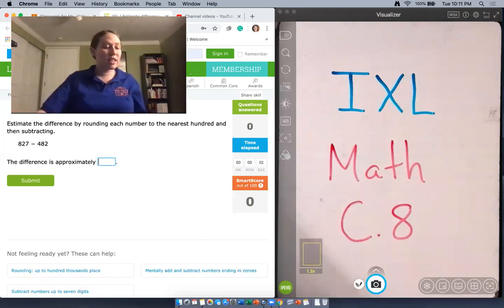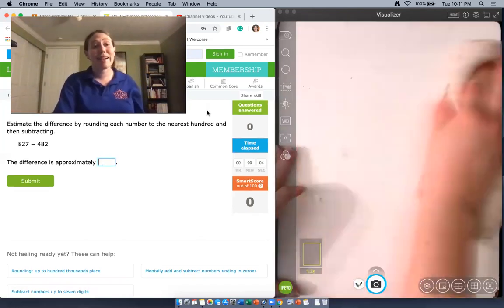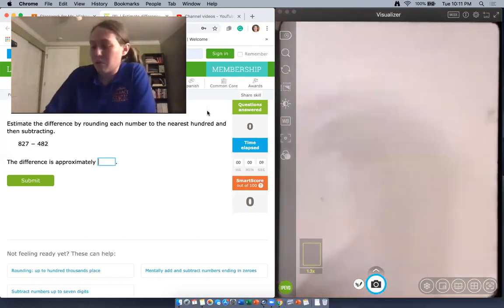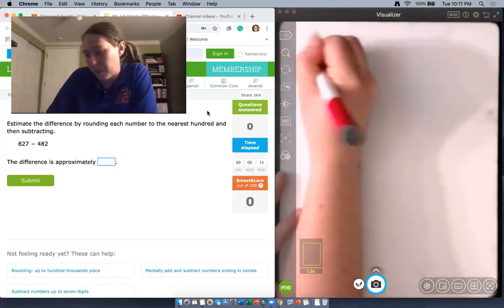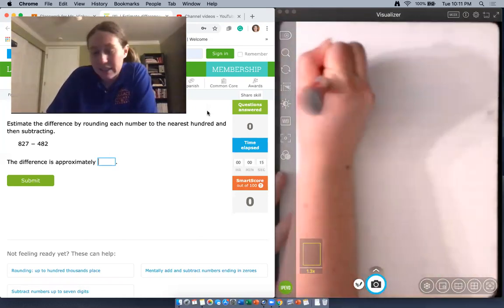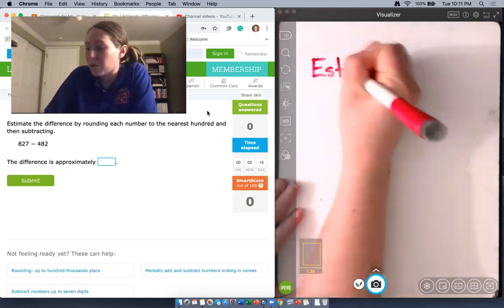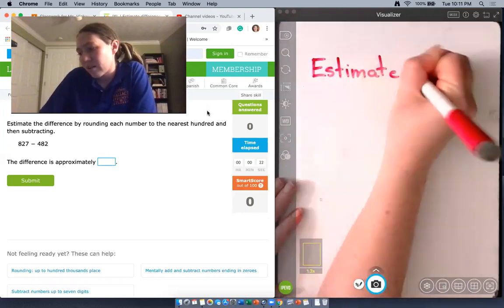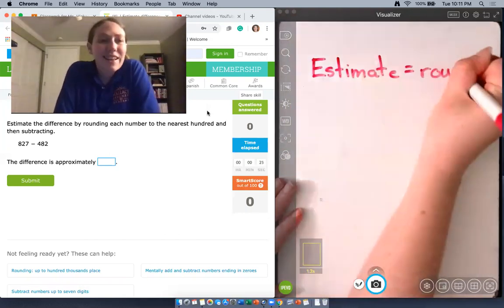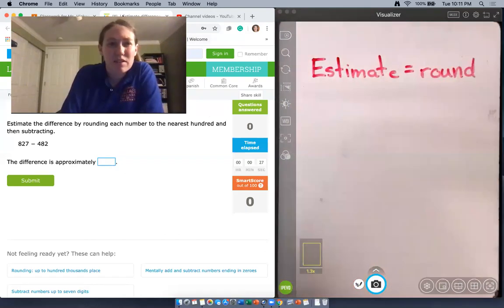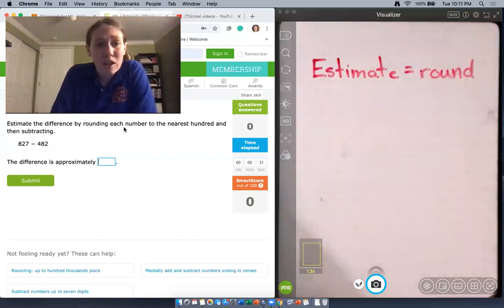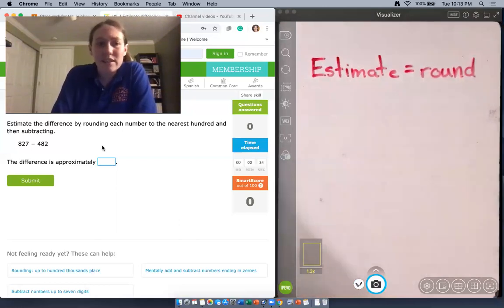which means first thing I've got to do, which they actually tell you to do, is I've got to estimate, which, remember, estimation is the best guess, and the easiest way to get your best guess is to round. So estimate equals round. Now, they are nice and let you know that to begin with. So if you notice, it says, estimate the difference by rounding each number to the nearest 100 and then subtracting.